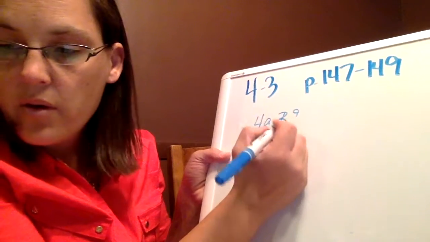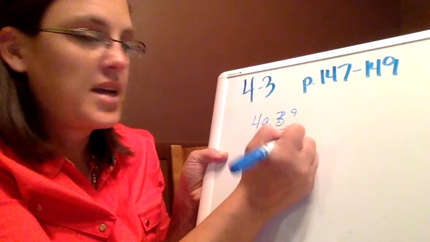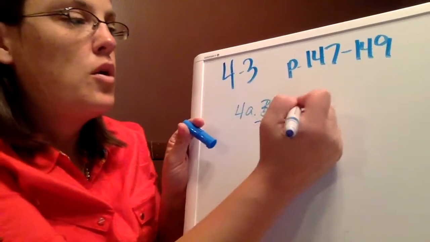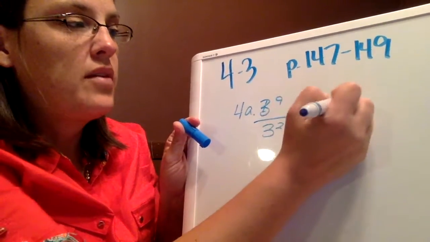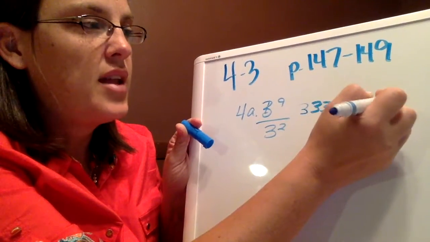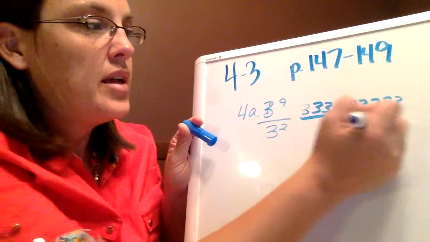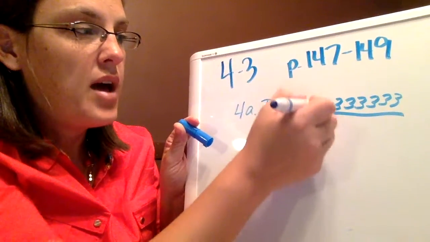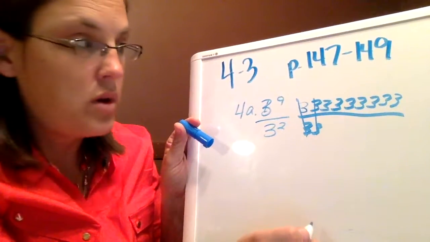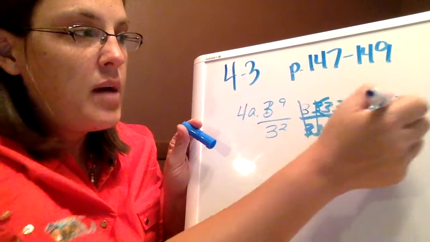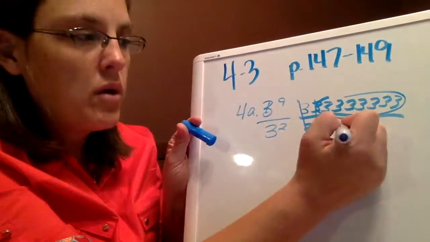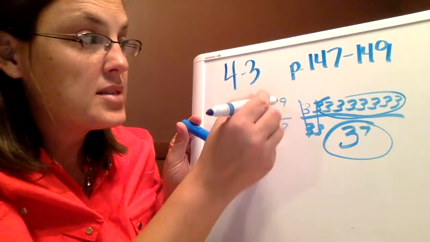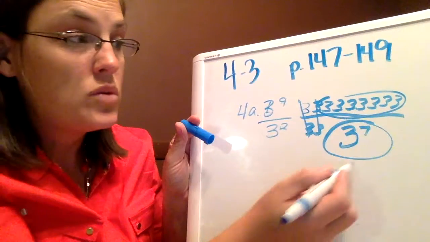3 to the 9th power over 3 to the 2nd power. And all that really means is 1, 2, 3, 4, 5, 6, 7, 8, 9 threes. In the denominator, 2 threes. Cross off the common ones because 3 divided by 3 is 1. 3 divided by 3 is 1. How many threes do we have left? Well, we have 7. So the answer is just 3 to the 7th power because 9 minus 2 is 7.